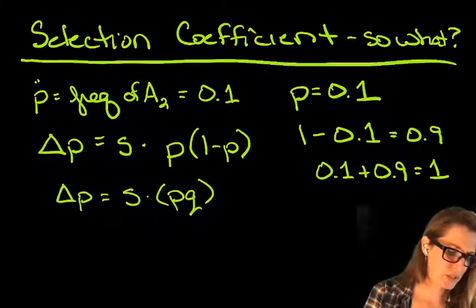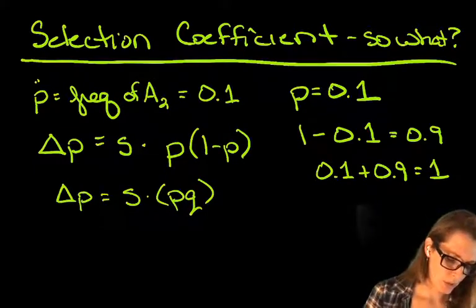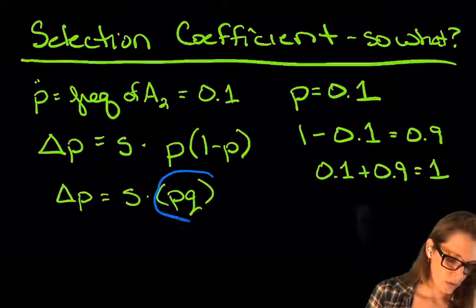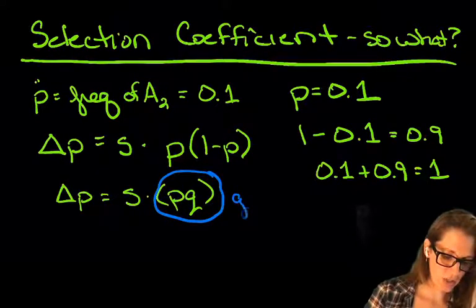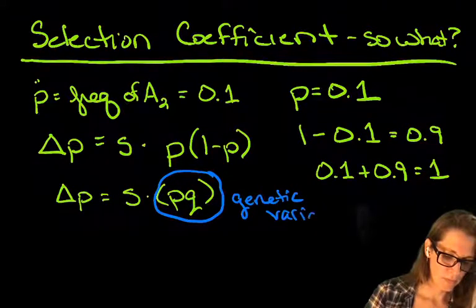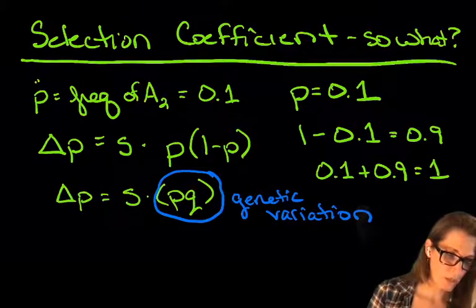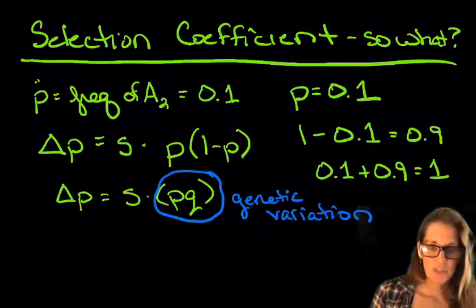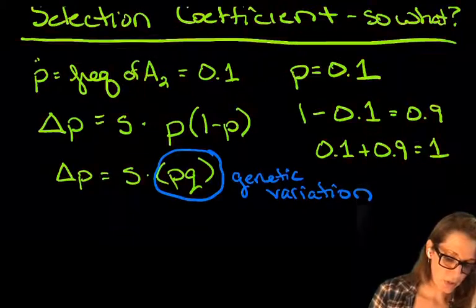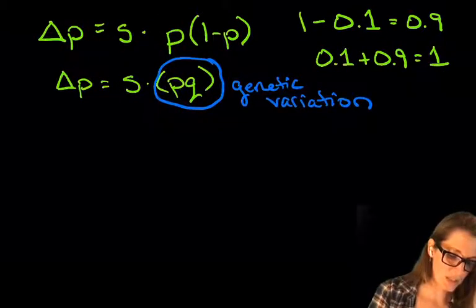So why are we multiplying the selection coefficient times PQ? PQ is a measure of the genetic variation, and we're going to come back to that in a minute. Okay, so we've set up our equation and figured out our numbers. Now let's take this PQ and simplify it further. So P equals what?